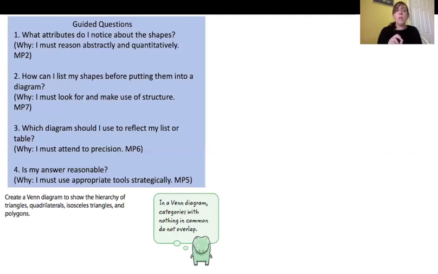Guided question 3. Which diagram should I use to reflect my list or table? The why is, I must attend to precision.